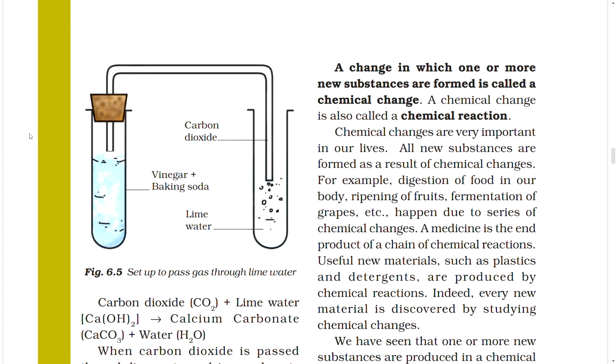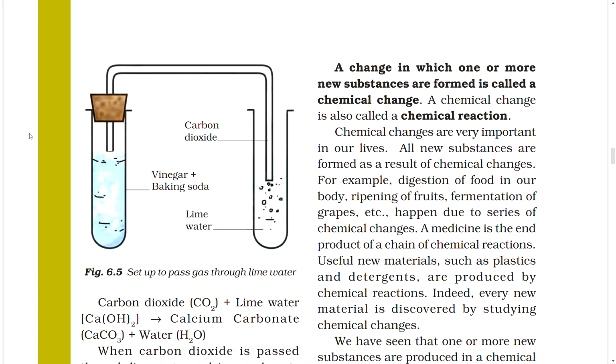A change in which one or more new substances are formed is called a chemical change. A chemical change is also called a chemical reaction. Chemical changes are very important in our lives. All new substances are formed as a result of chemical changes. For example, digestion of food in our body, ripening of fruits, fermentation of grapes, etc. happen due to a series of chemical changes.